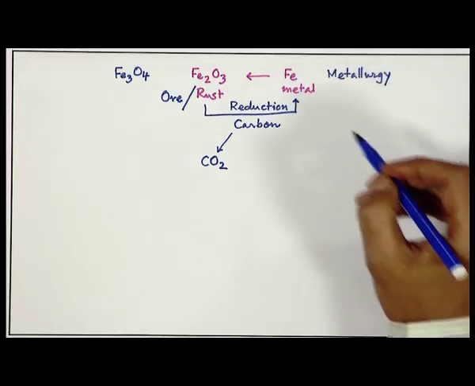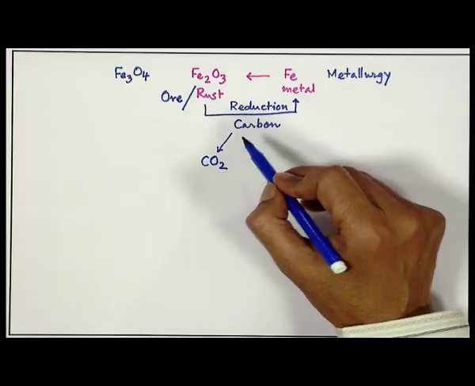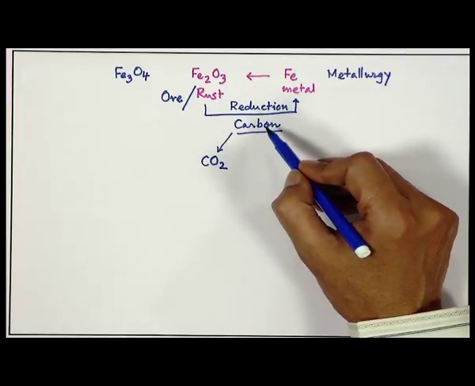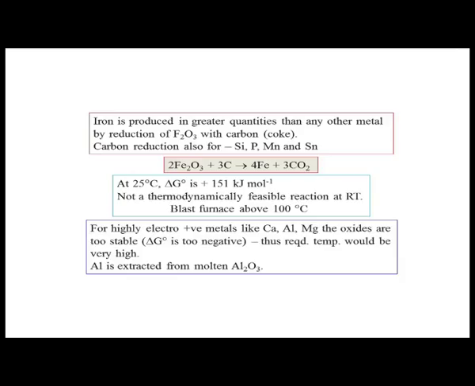So, this metallurgical process involves the choice of the reduction. Carbon will be our reductant, which can be utilized for the reduction of iron from its ore. So, we can produce iron in greater quantities than any other metal by reduction of Fe2O3 with carbon or coke. That is the typical methodology we use for getting iron from its ore.